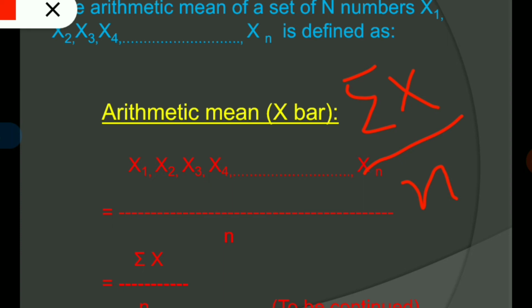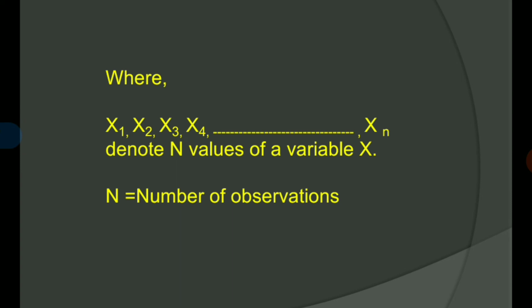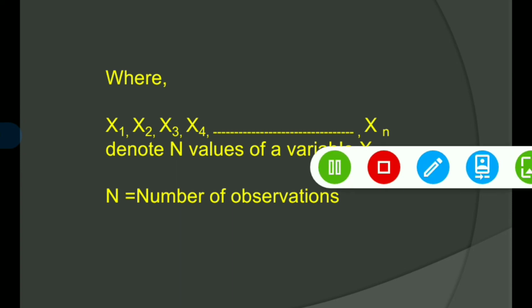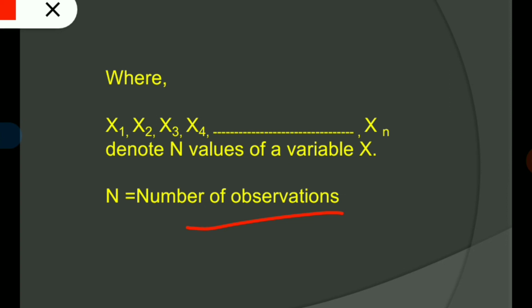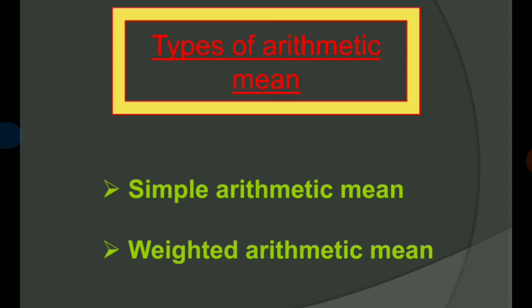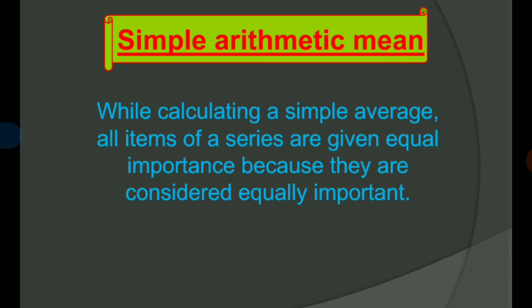Now move on to the next slide. Here we can see that n is the number of observations and x1, x2, x3, x4 denote the n values of a variable x. Now move on to the next. Here we can see the types of arithmetic mean. We all know that arithmetic mean is of two types. The first one is simple arithmetic mean and the second one is weighted arithmetic mean. Now go to the next slide, where we can discuss what we mean by a simple arithmetic mean and what a weighted arithmetic mean is.